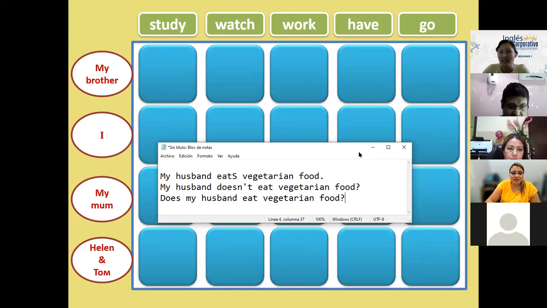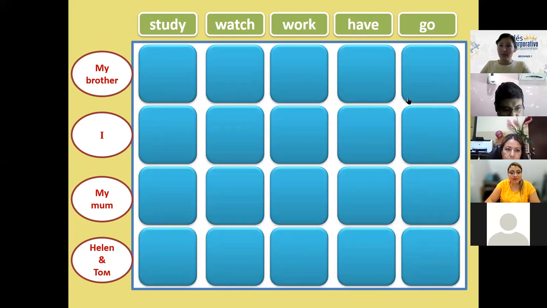Let's do something. Volunteer, the first volunteer, volunteer for the first sentence. Volunteer. María Sigüenza, is that you? No one? Yes, me, teacher. Okay, lady, go ahead.